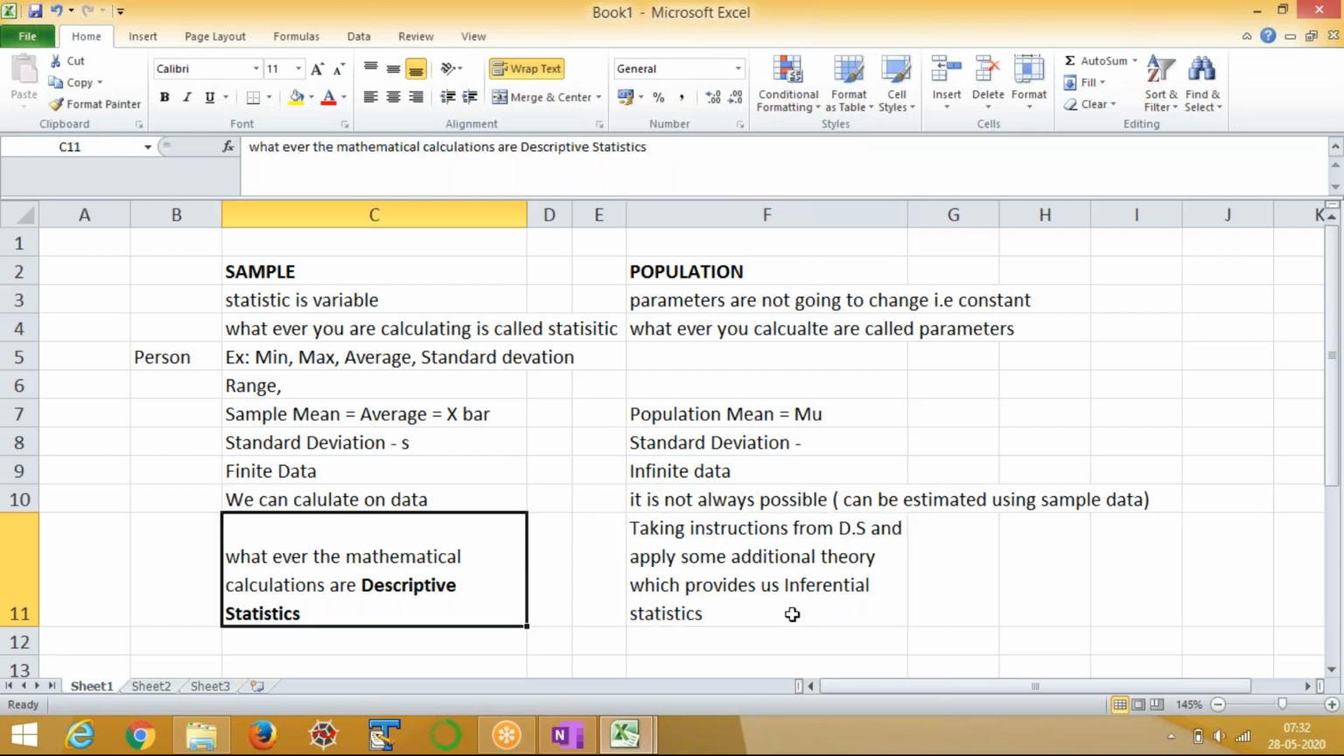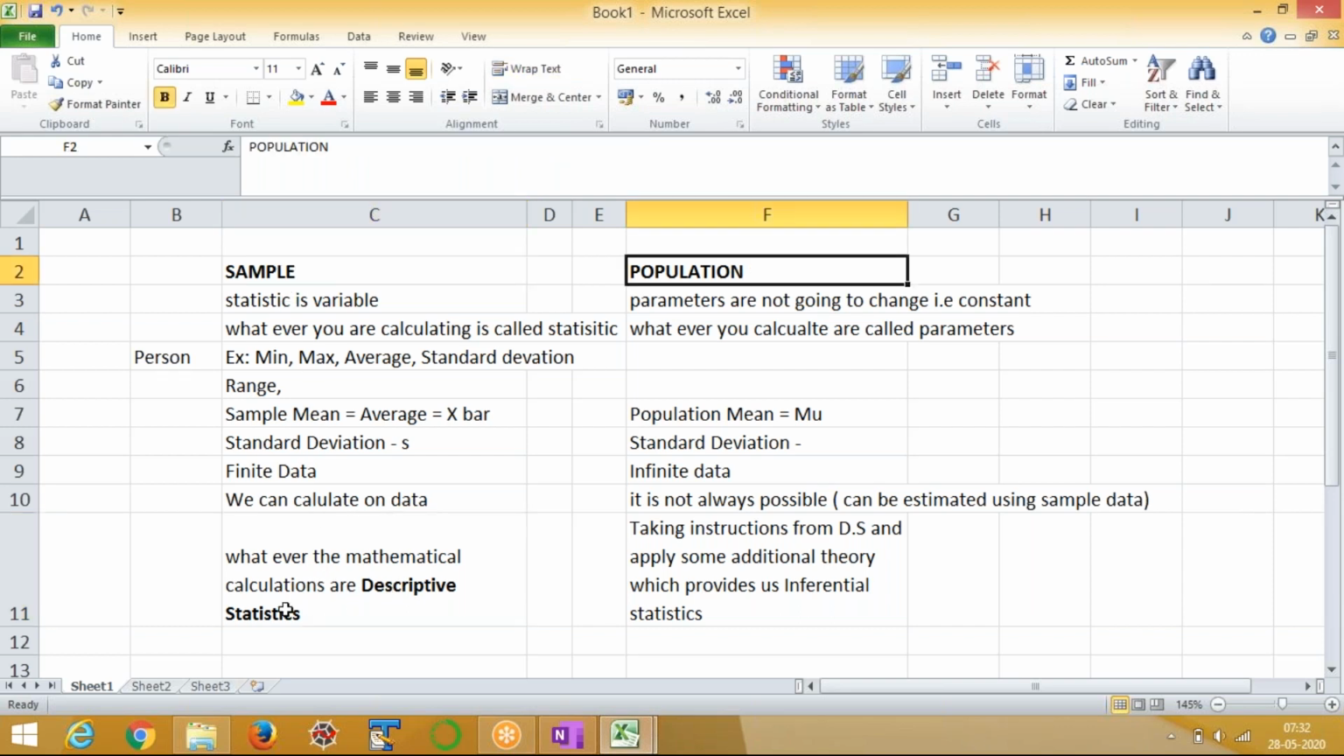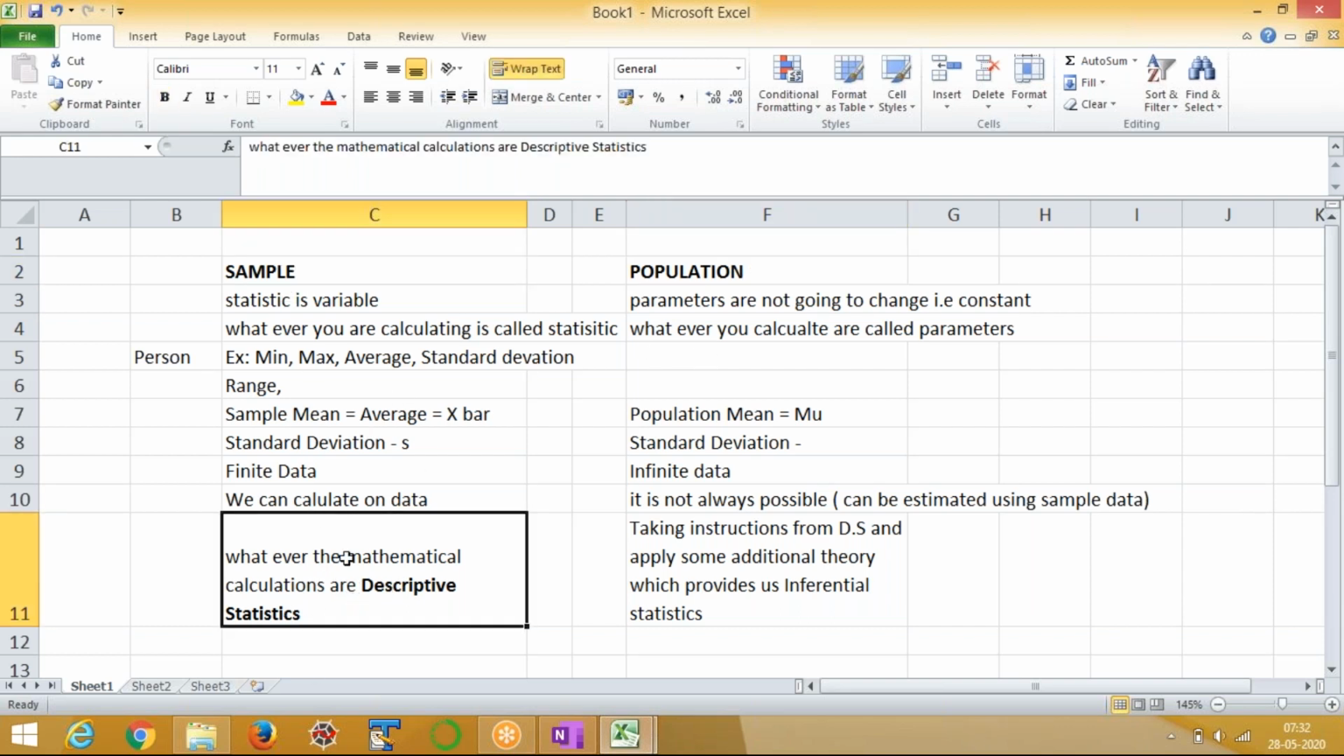So hope now everyone is clear. Whatever I am calculating on the sample data, that's what I'm mentioning here. What are these differences now? That's why I mentioned this point here. Whatever mathematical calculations I am doing, I'm calling them descriptive statistics and taking these as inputs. And I'm applying some additional theory which provides me inferential statistics.